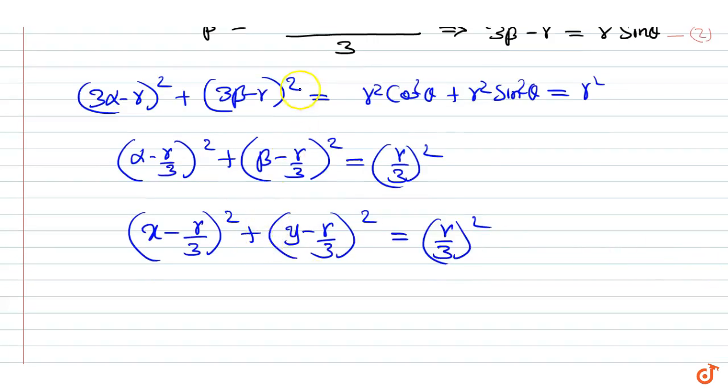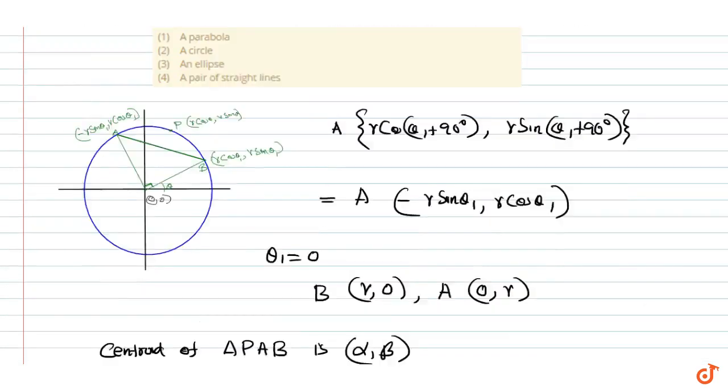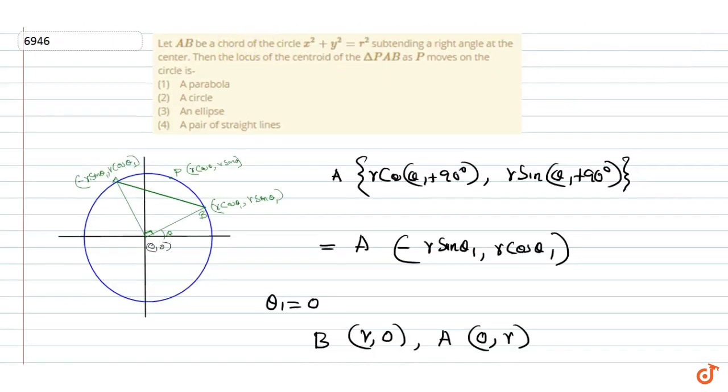This is an equation of a circle centered at r by 3, r by 3 and radius r by 3. So the correct choice is choice 2, a circle.